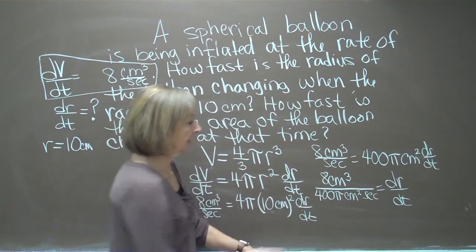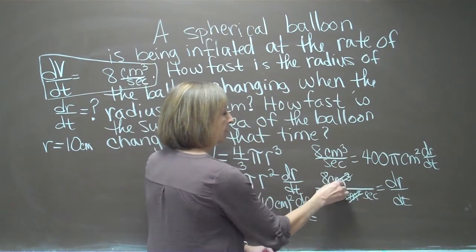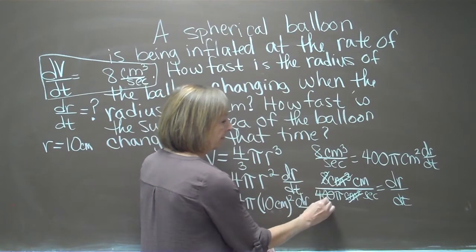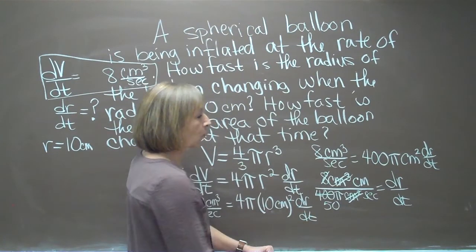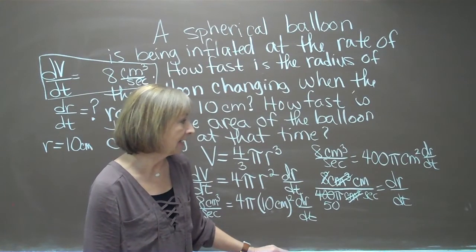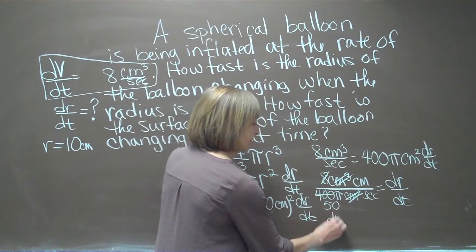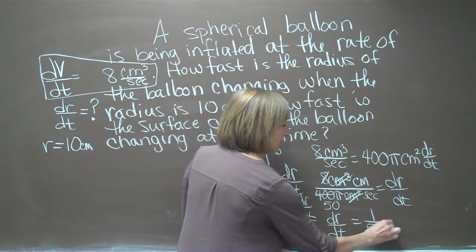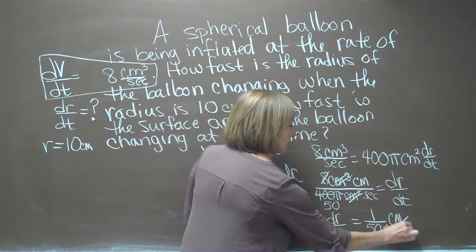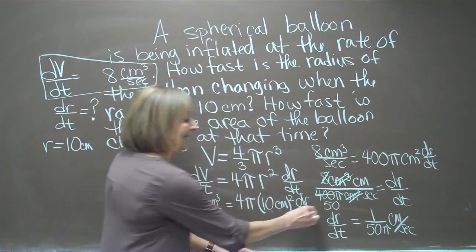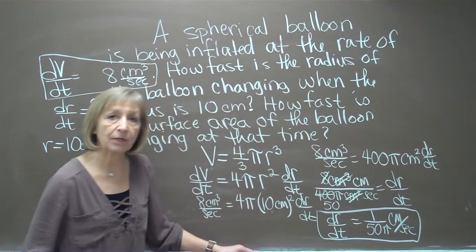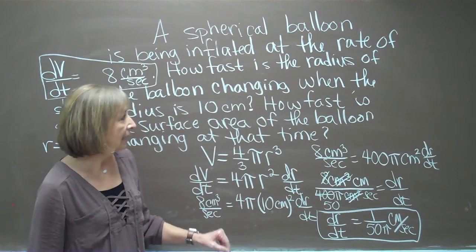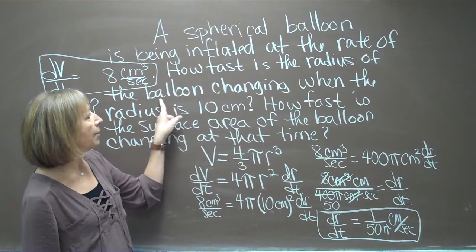Now, I have common factors that can be removed. My centimeters squared with my centimeters cubed just leave centimeters. And then 8 goes into 400 50 times. So I have 1 over 50 pi centimeters per second. So that is the exact rate at which the radius is changing with respect to time. Now that gives us our first part of our solution.